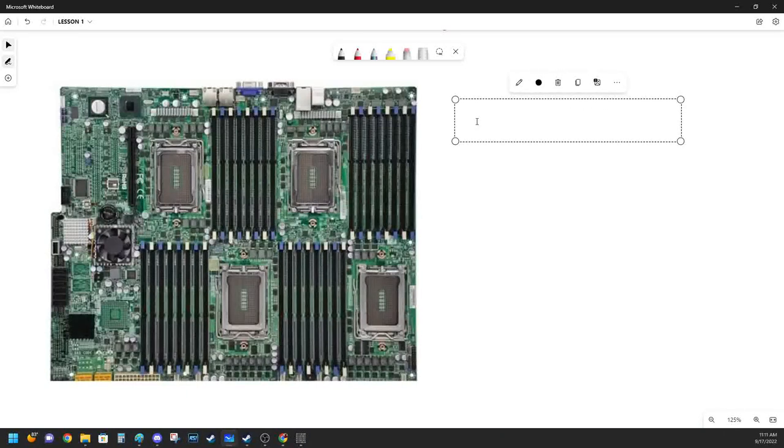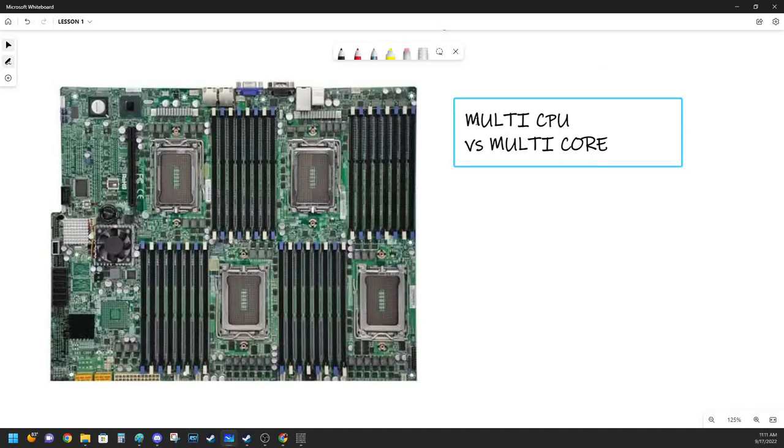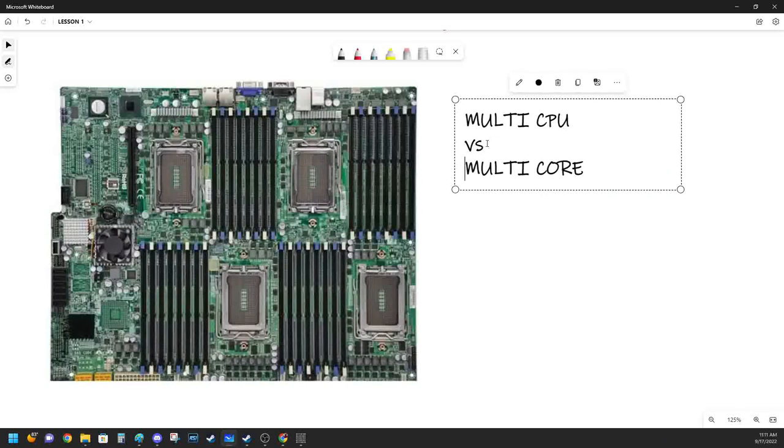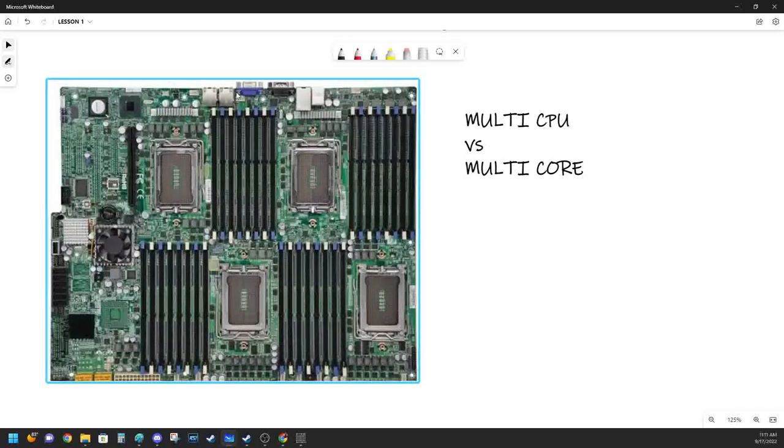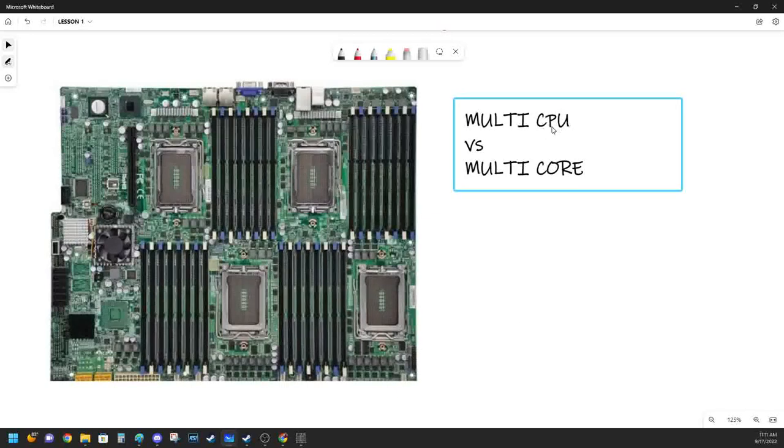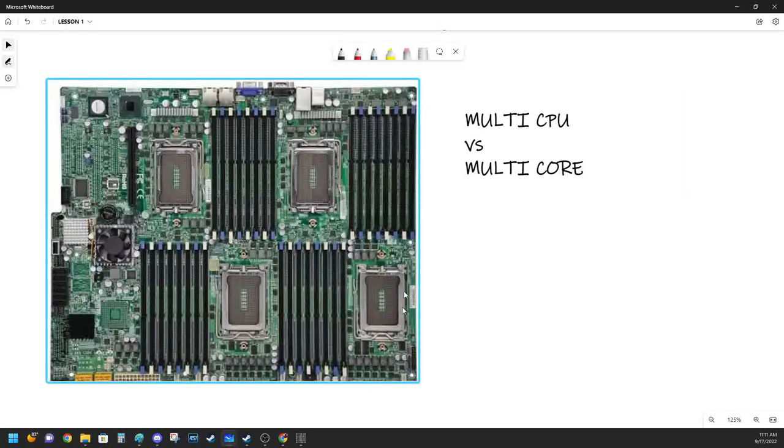All right, well, let's differentiate these two terms: multi-CPU versus multi-core. Do not confuse these terms. This is a generic motherboard for a server. Multiple processor sockets and a truck ton of RAM is a clear flag this is a server motherboard. This will be a multiple CPU setup where you actually have 4 Xeon processors or something like that.